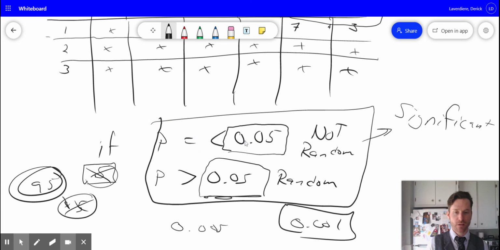If p is less than 0.05, it's not random. And if it's greater than 0.05, it is random. So something's causing it in the coin flips. That could be that my coin isn't evenly weighted. Maybe the heads weighs more than the tails.